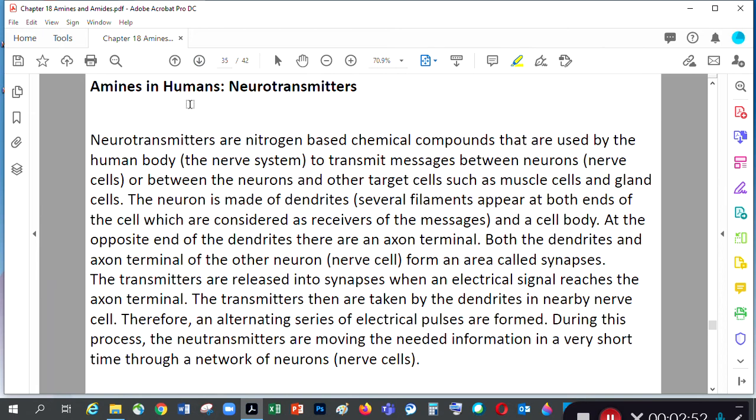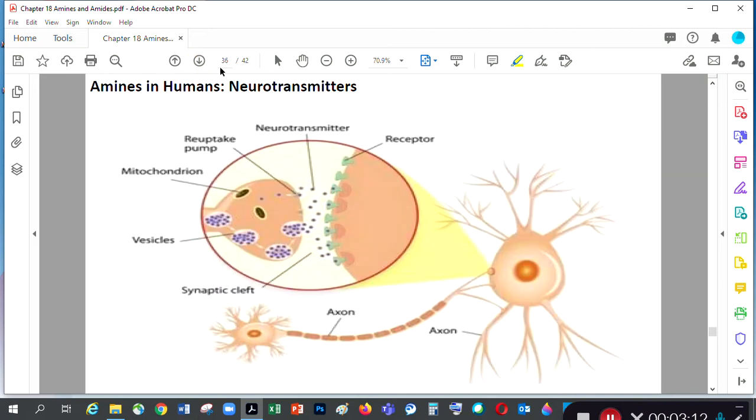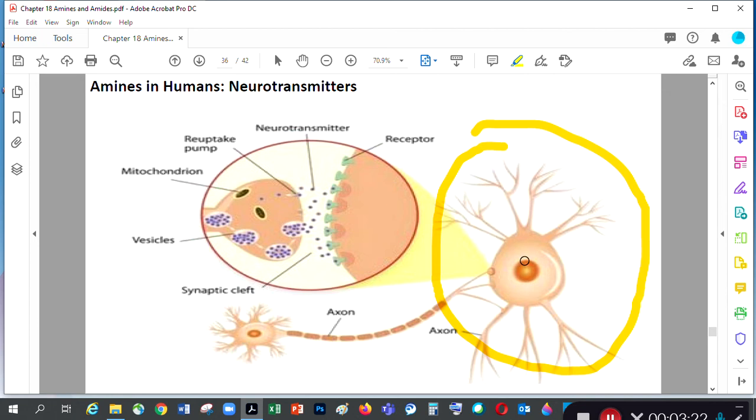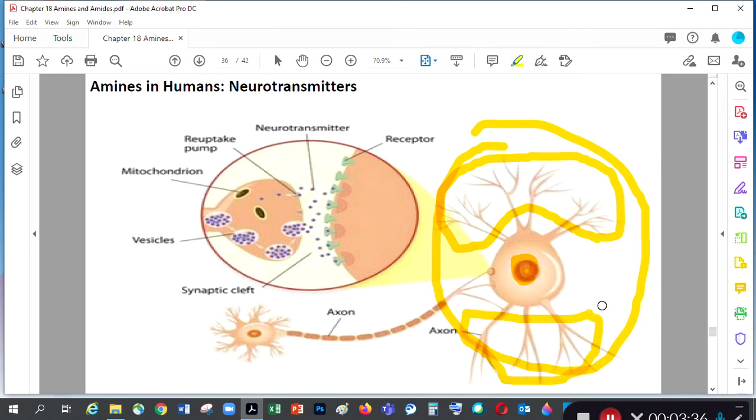Now, amines in humans. We'll talk about the neurotransmitters. I'm not going through all this reading for you, but I'm going to go back and forth between two figures. This here is the nerve cell. The nucleus is inside, correct? And those are dendrites, like filaments at the top and the bottom. The nerve cell has dendrites, so they can exchange information with other targeted cells.